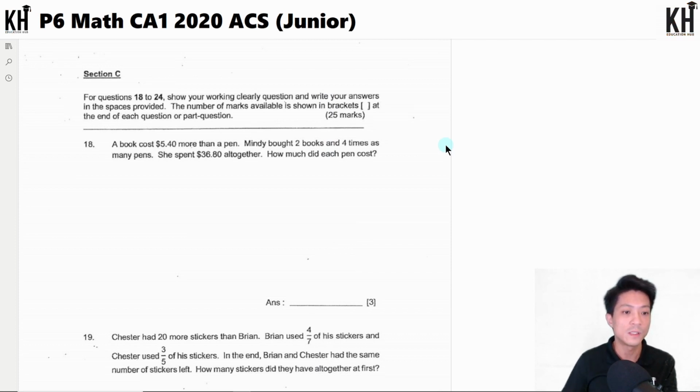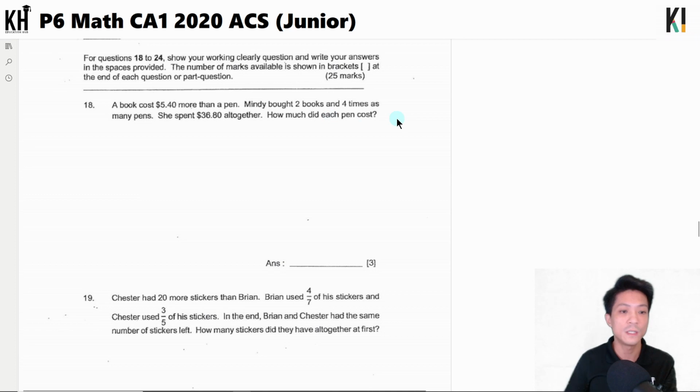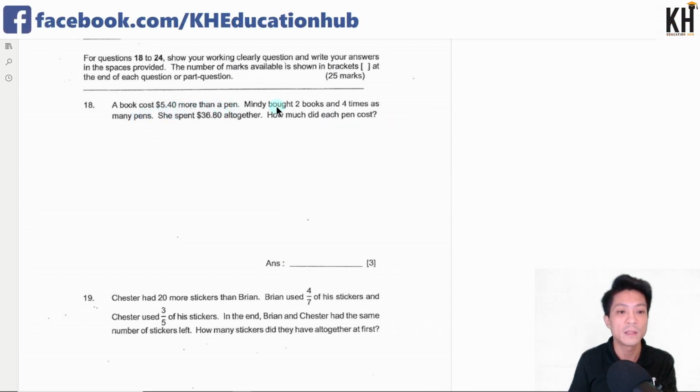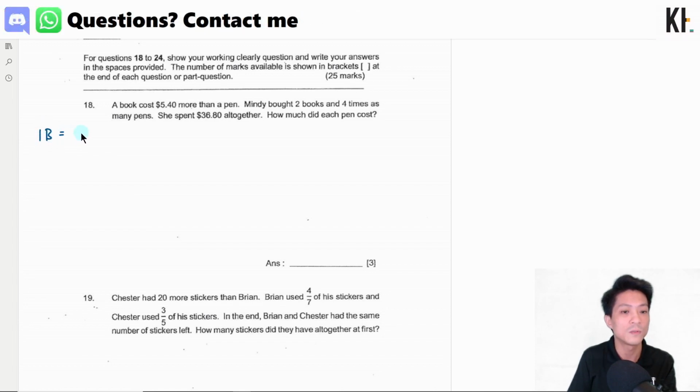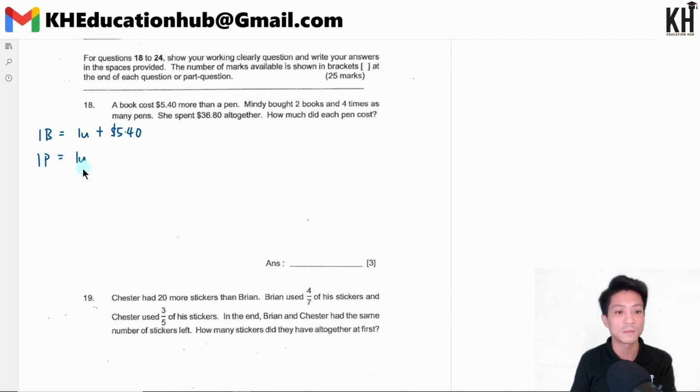Okay, moving on to section C. Question 18. The book costs $5.40 more than a pen. Mindy bought 2 books and 4 times as many pens. She spent $36.80 altogether. How much did each pen cost? I'm gonna let a book be equal to 1 unit plus $5.40, which means that a pen will cost 1 unit, because a book costs $5.40 more than a pen.